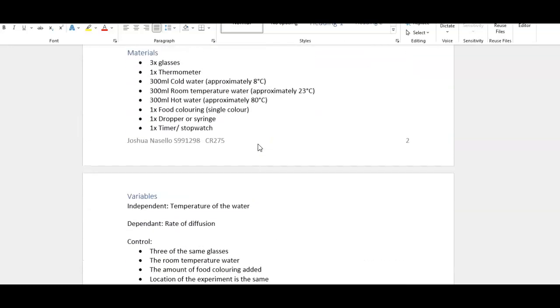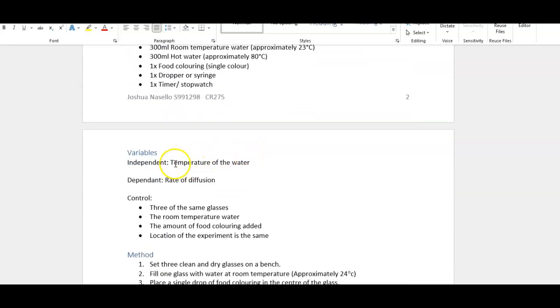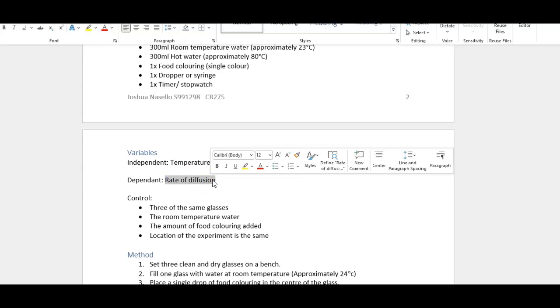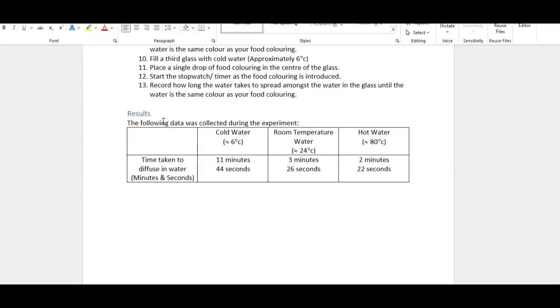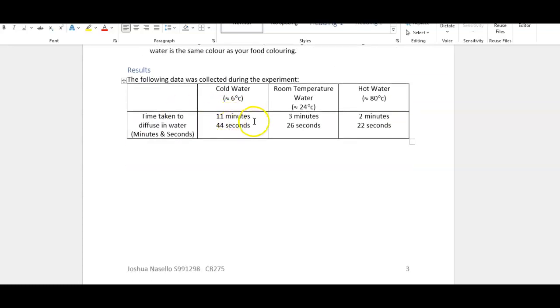Materials are there. Independent variable, identify the thing you're changing. The dependent is the rate of diffusion. Perhaps you could put time in there, and your control. So all the variables are clearly defined. The method is succinct. Results, one area of improvement.